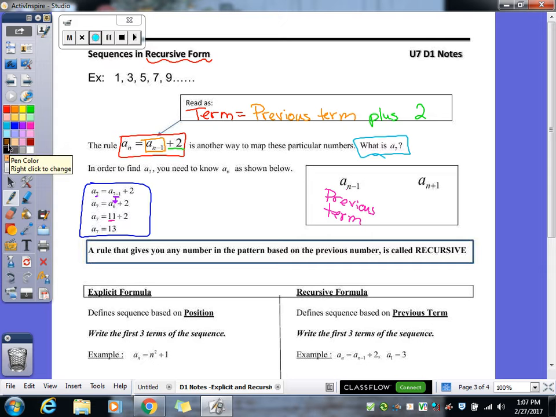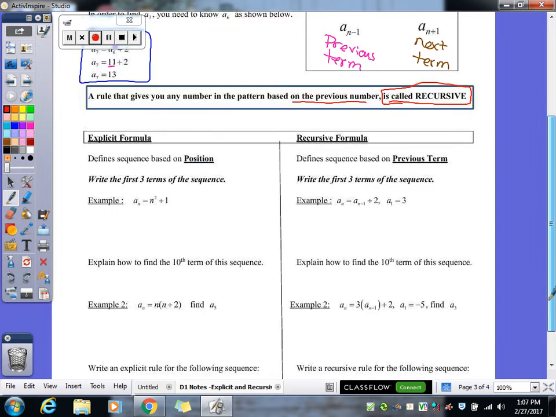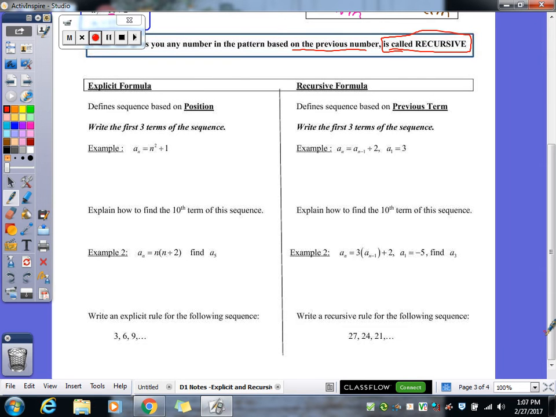So what do you think a sub n plus 1 would be? That would be your next term. So a rule that gives you any number in the pattern based on the previous number, that is what we call recursive. So if you need to know the term before it, that's a recursive formula. So down here, we're going to practice again an explicit formula, and then we're going to go through recursive formula so you can kind of see the differences between the two.